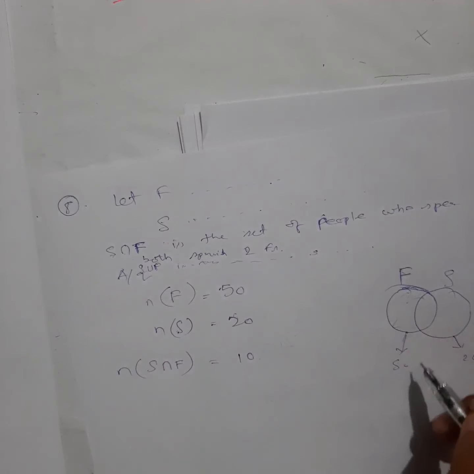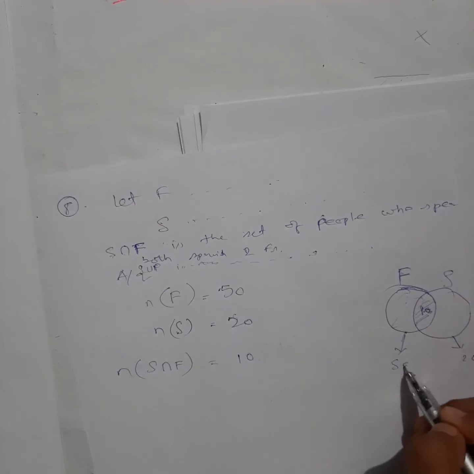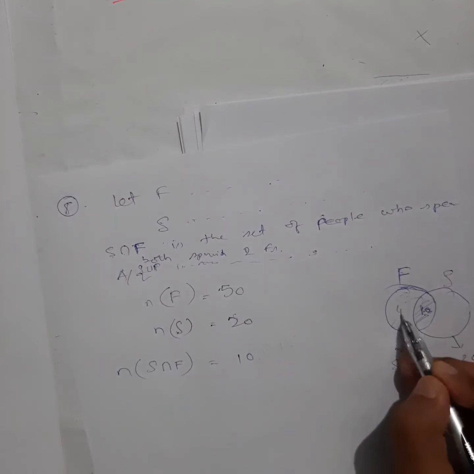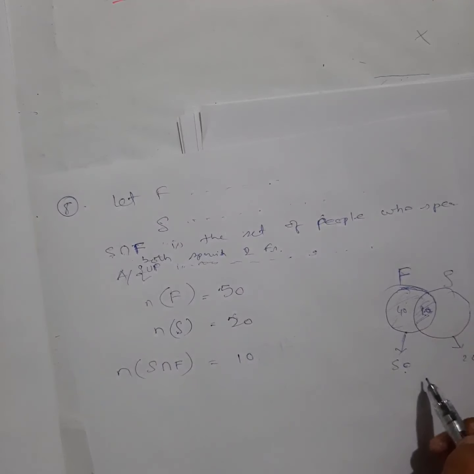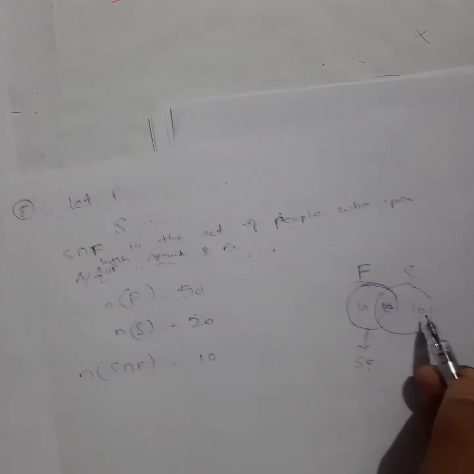In total they have given. So 10 people speak both. So if 10 people speak both, see here, French, how many people speak? 50. So 10 is here, then 40 will be here who speak only French, right? 10 is here, so 10 will be people who speak only Spanish.